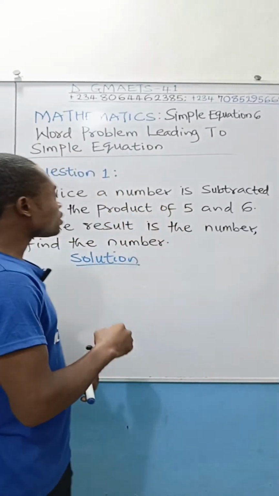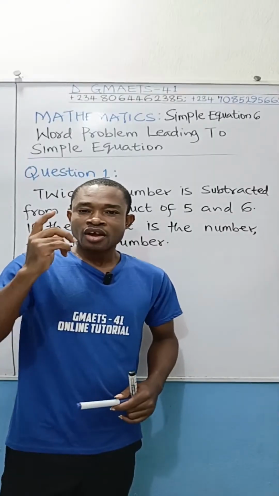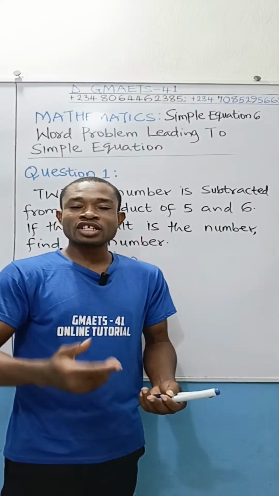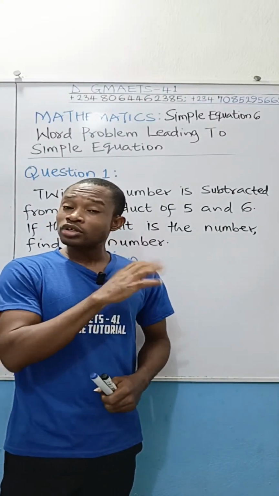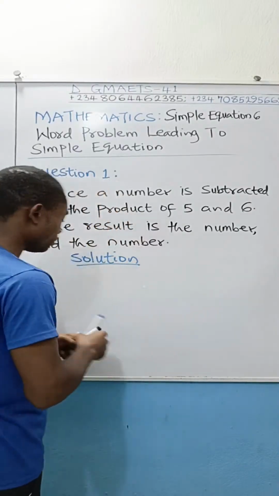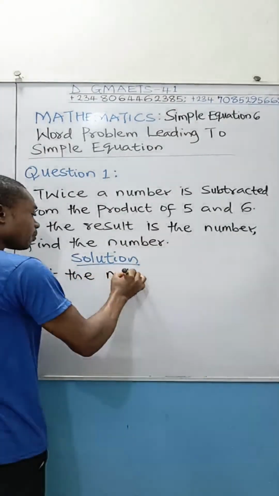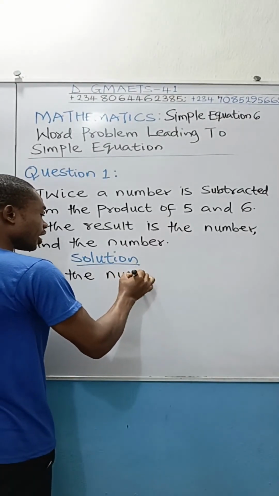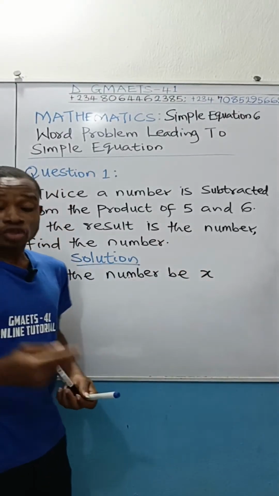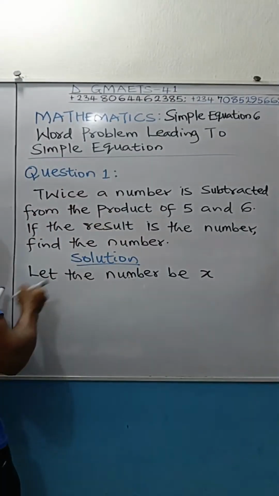The question tells us that twice a number is subtracted from the product of 5 and 6. First, we should know the idea of twice a number. Twice of something is 2 times that thing. But here we don't know the number, so we are going to select an alphabet for it. Let the number be x. So twice the number means 2 times the number.